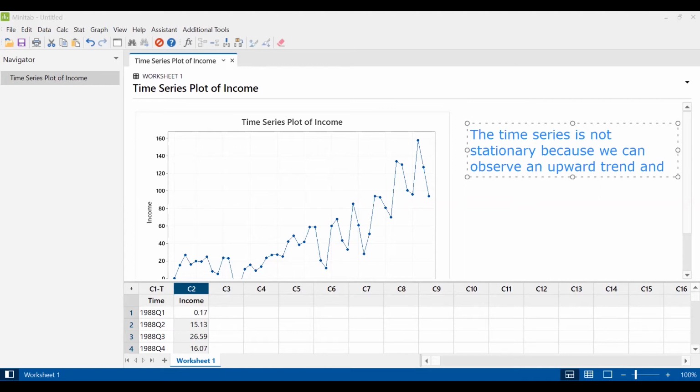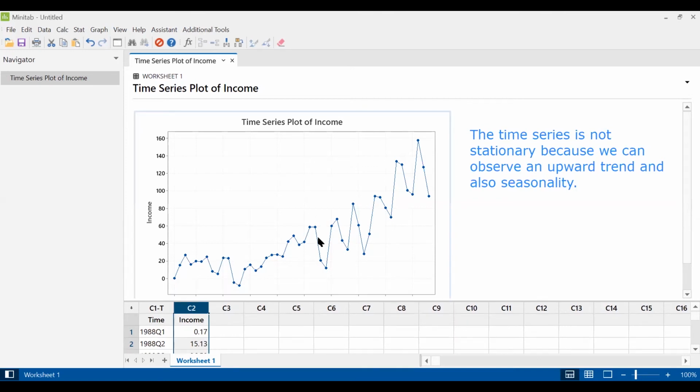And also seasonality. And the reason I can say there's seasonality is because, especially for the later years in the graph, you can see a very similar pattern repeating itself every 4 quarters, so that we know there will be seasonality.